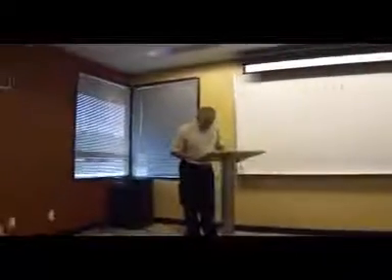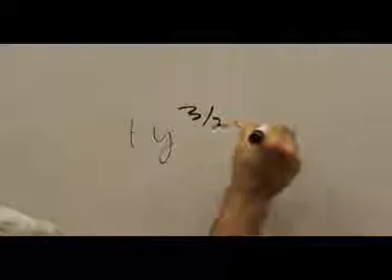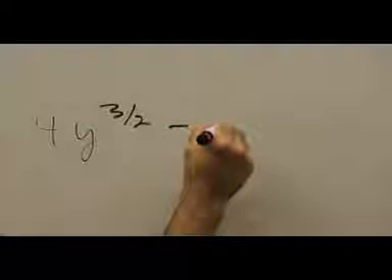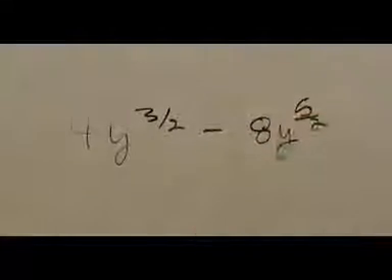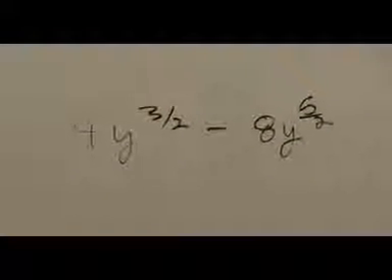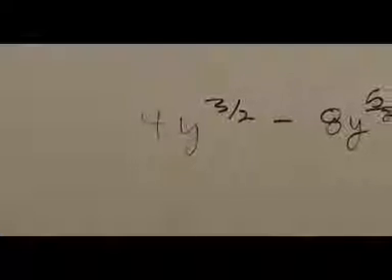So if we have something like, I'm looking at practice problem 7, 4y to the 3 halves minus 8y to the 5 halves. So you can take out 4y to the 3 halves. I think that we can.